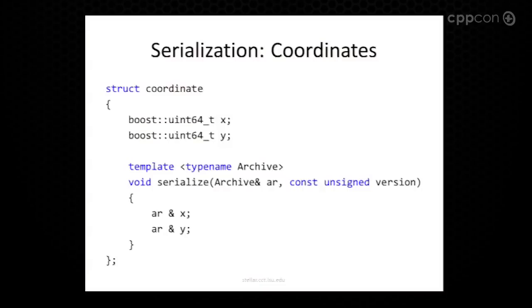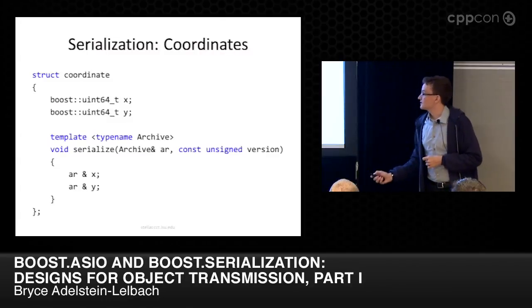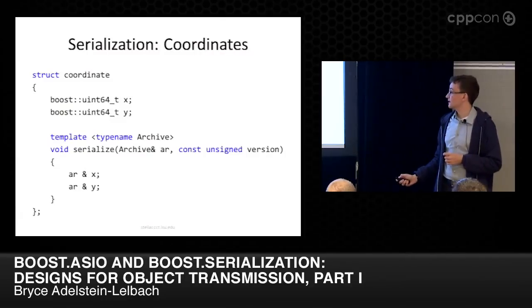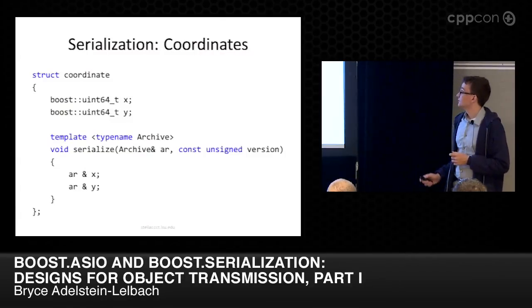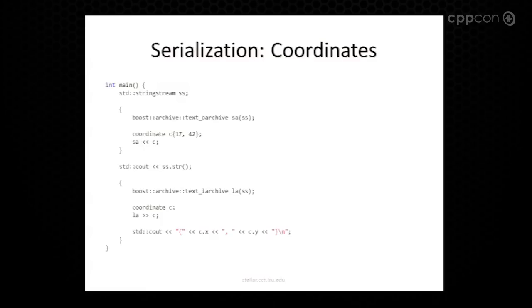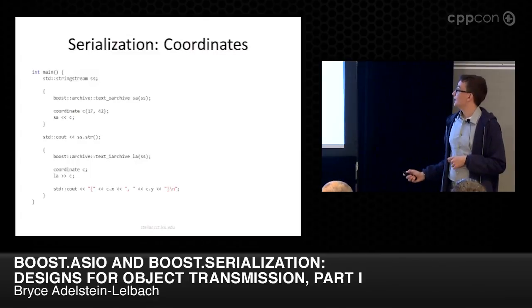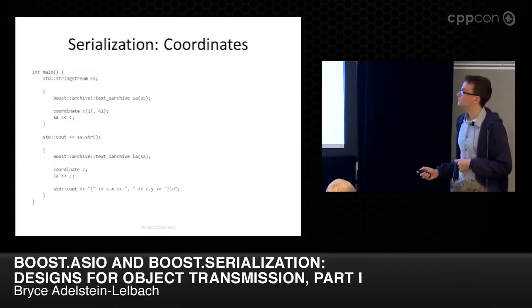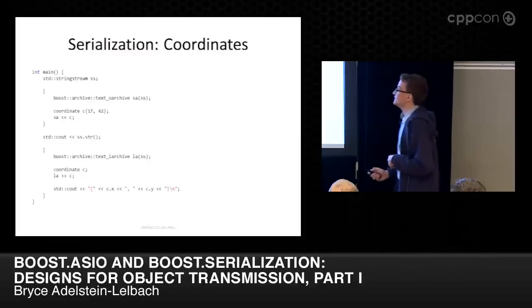So here's an example. We've got some coordinate, and we want to be able to send it over the wire. We write this serialize member, and it's pretty easy. We just say, hey, serialize X and serialize Y. And here's an example where we're going to send it out into a string stream. We're going to use a text archive. Here we've created the archive, and we've got this coordinate 17, 42. And here we've saved it.